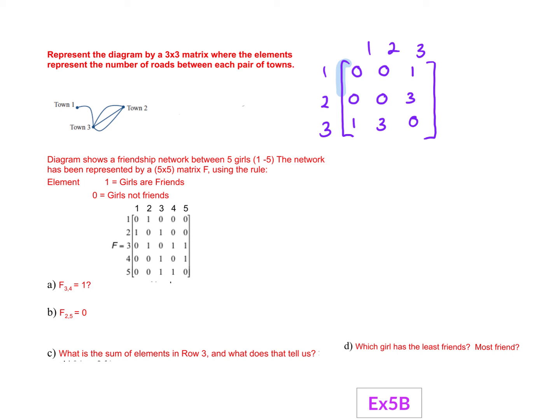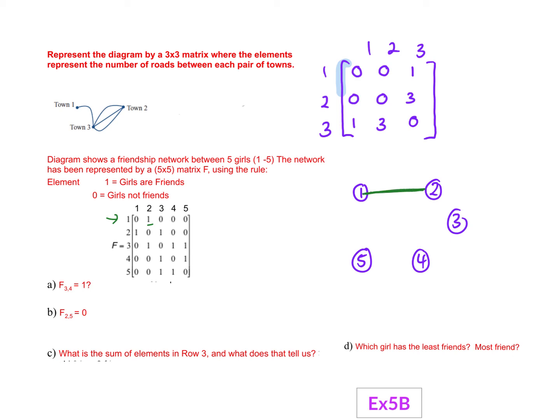In the next part, we don't have a diagram, but we've got a matrix, and it shows us, well, let's draw a diagram because they haven't drawn it. So we've got 5 girls that are friends. Okay, if I go across here, friend 1, she is only friends with 2. So I might just connect them up like that. What about girl 2? She's friends with 1, so I've got that there.